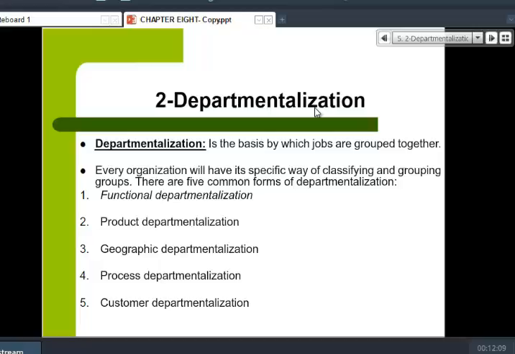There are 5 common forms of departmentalization. First, the functional department. The second is the product department. The third is the geographic department. The fourth is the process department. And the last one is the customer department.